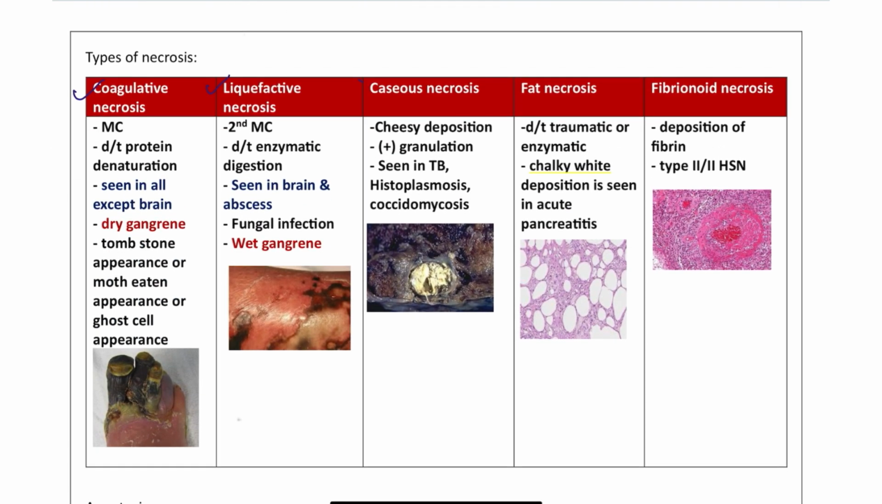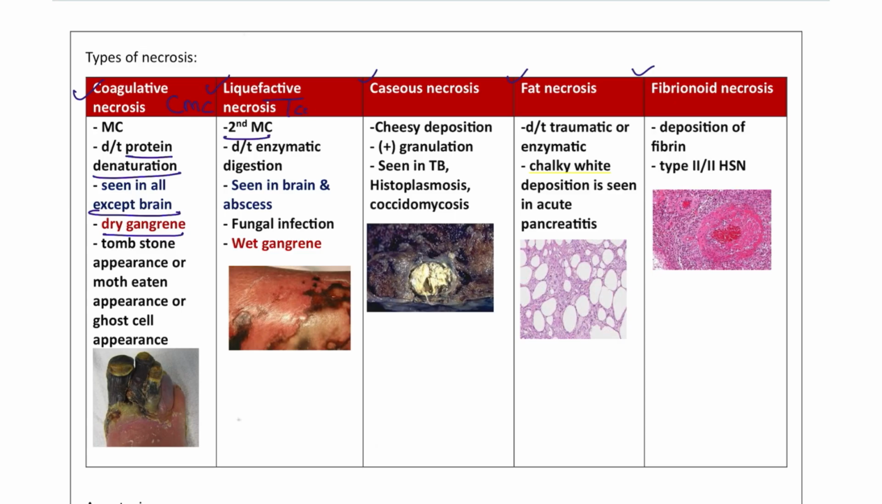Let's see the types of necrosis: coagulative, liquefactive, caseous, fat, and fibrinoid. Coagulative is the most common overall. Second most common is liquefactive. Coagulative necrosis is due to protein denaturation, seen in all organs except the brain, and also associated with dry gangrene. These are the important points.